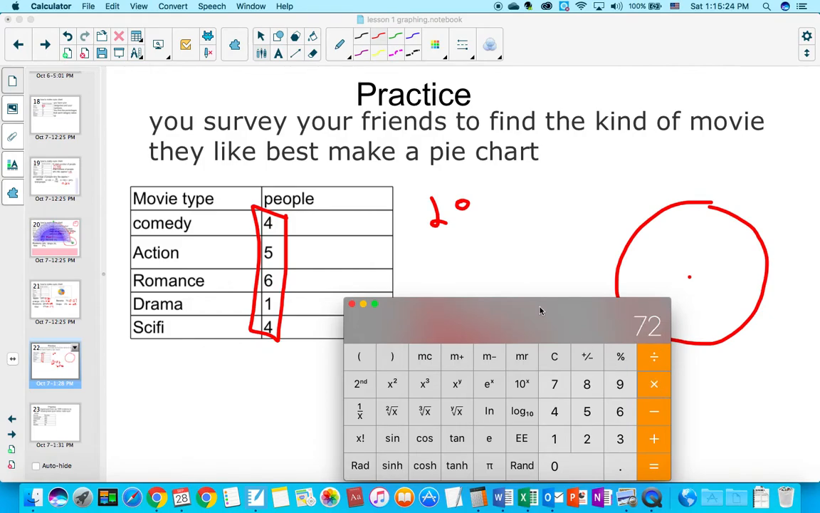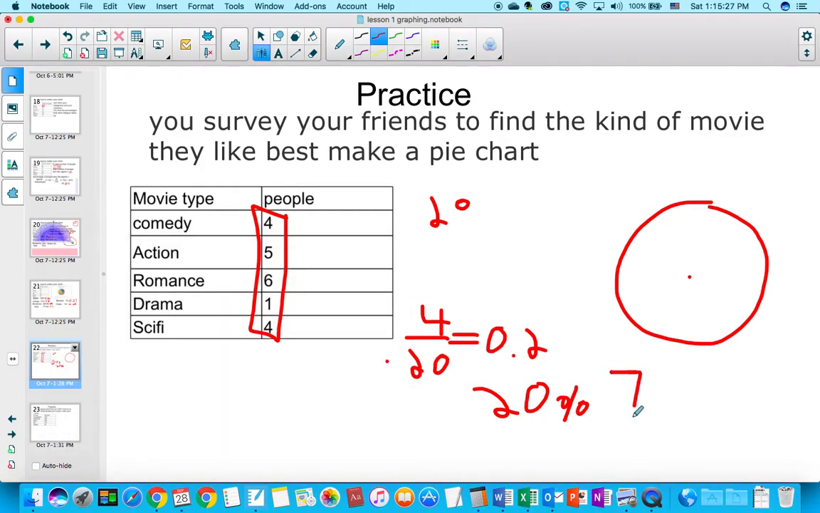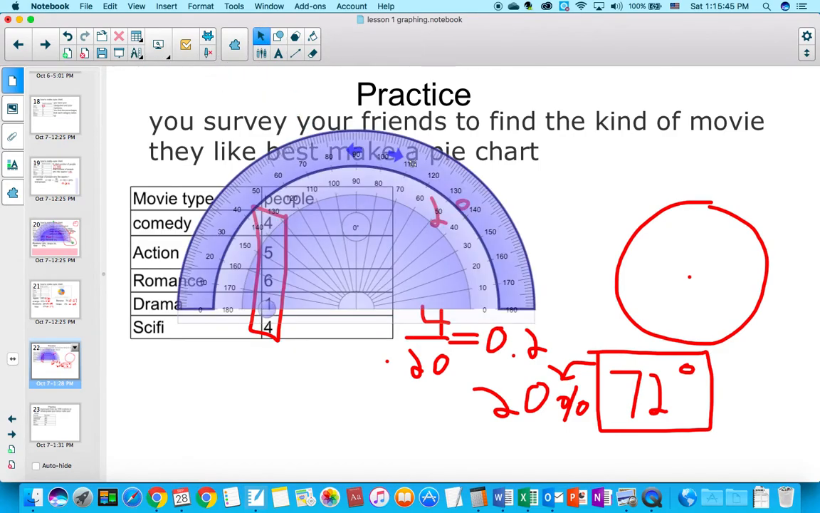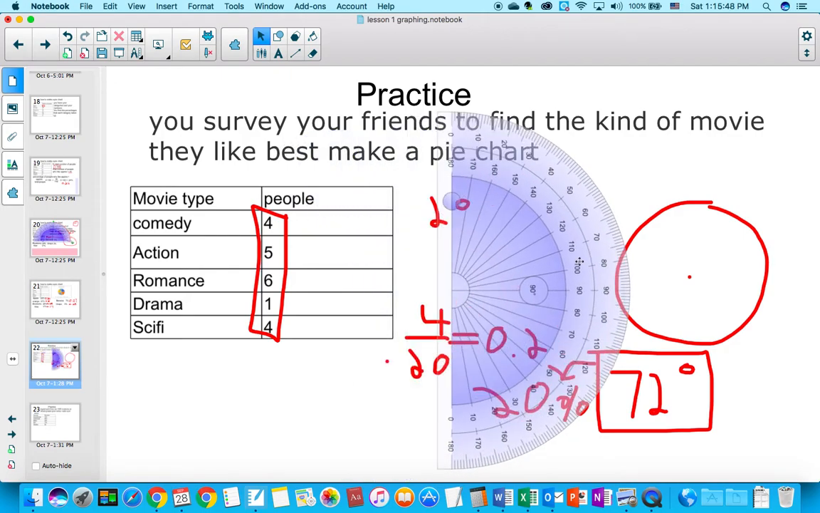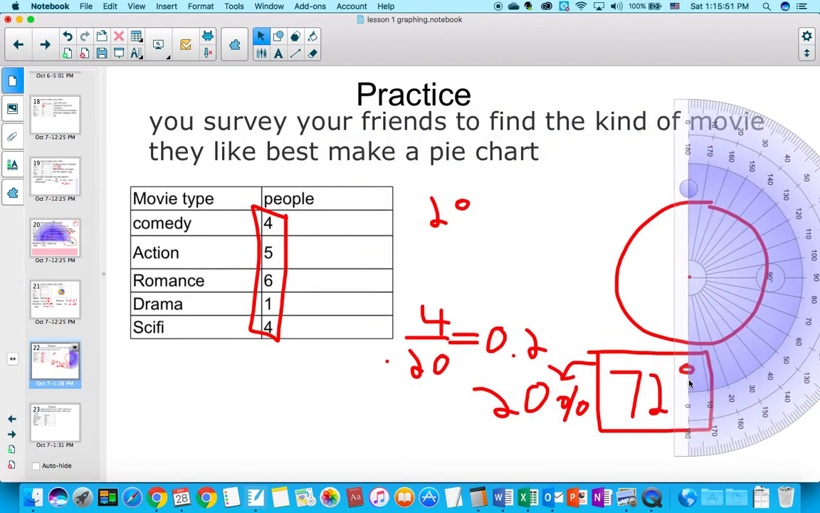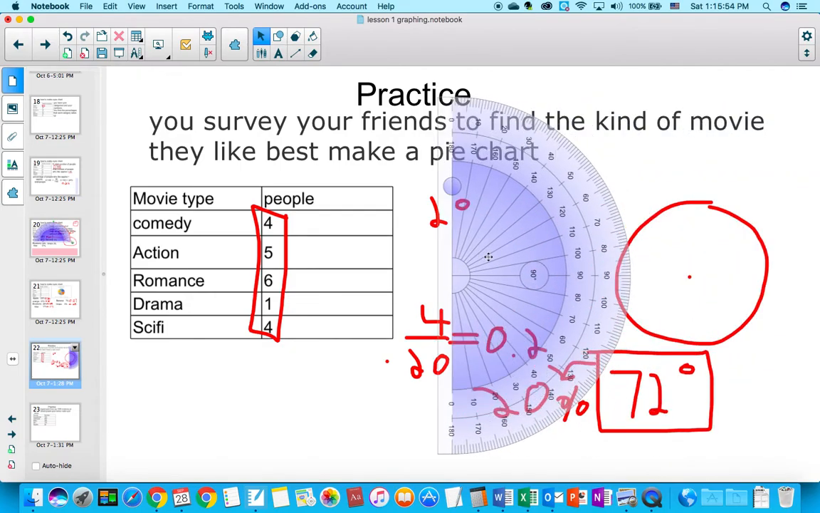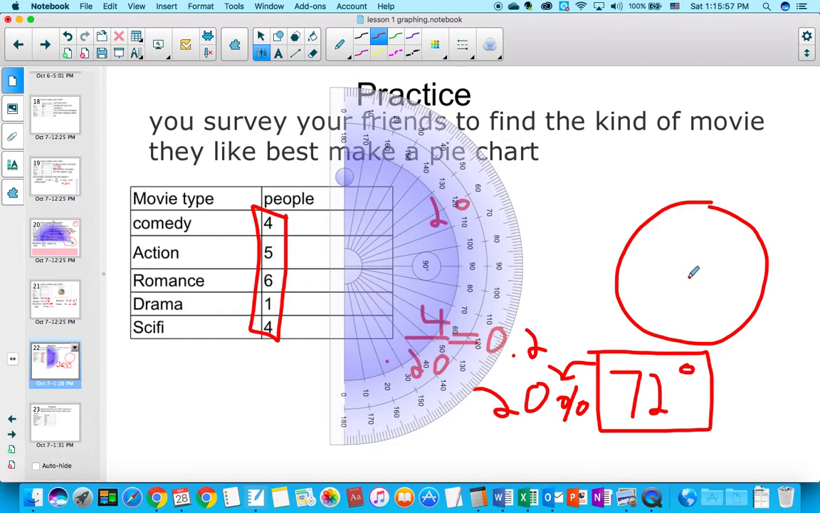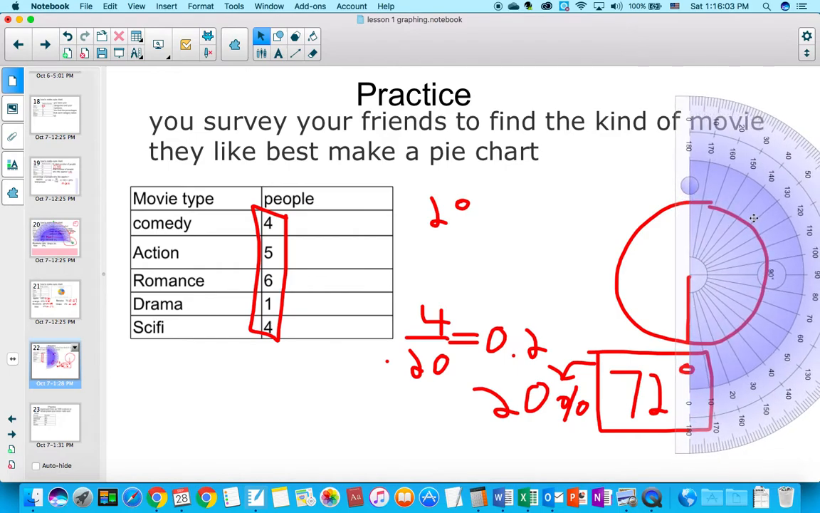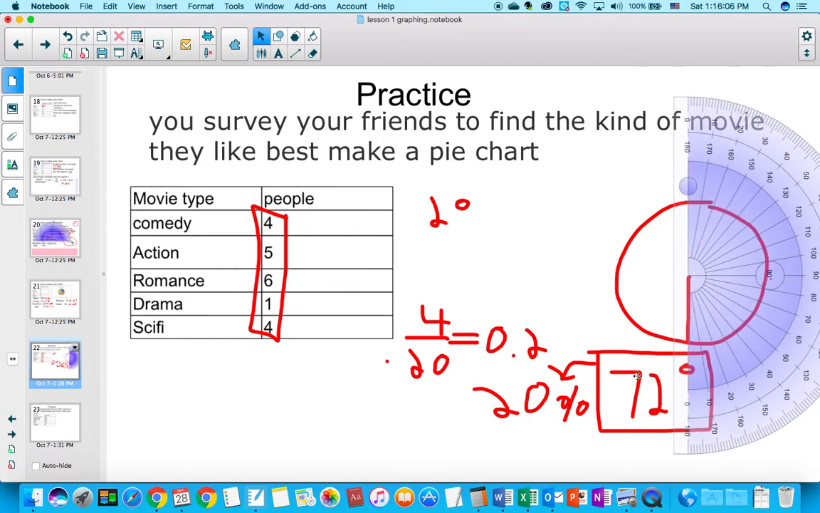So 72 degrees. This angle represents 20%, right? 72 degrees is 20% of 360. So we would take a protractor, hopefully this works again, right? Put it there, and then we draw a line here. So take a protractor. I'm not going to fiddle around with trying to make it there. And then we have 20, oh, sorry, not 20%, 72.